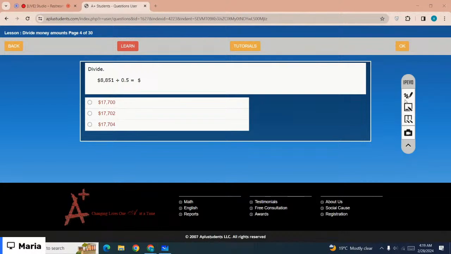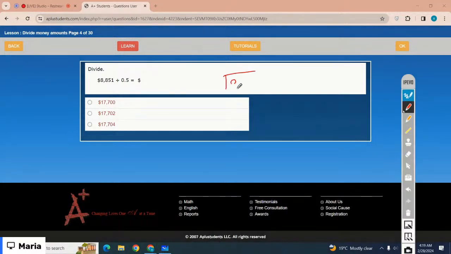Okay, let's just divide it by the 5. 8,851 divided by 5. 5 times 1 is 5. 8 take away 5 is 3. Bring the next digit down. 5 times 7 is 35. 8 take away 5 is 3. Bring the next digit down. That is 5 times 7 is 35. Bring the next one down.